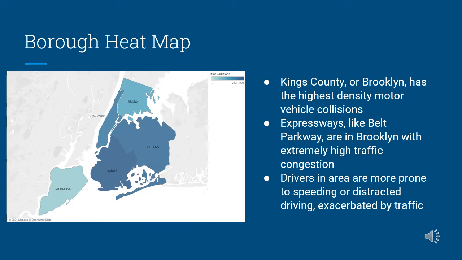Next, we created a heat map out of all the collisions and grouped them by borough to investigate which borough has the highest density of motor vehicle collisions. From the heat map, we can see that Kings County, or Brooklyn, has the highest density of motor vehicle collisions. This can be explained by the many expressways like the Belt Parkway in Brooklyn, which have extremely high traffic congestion.